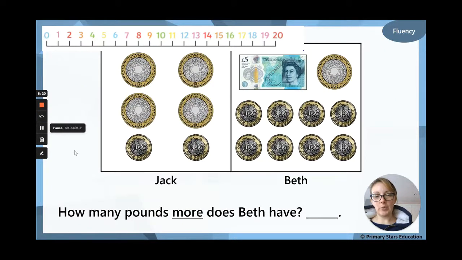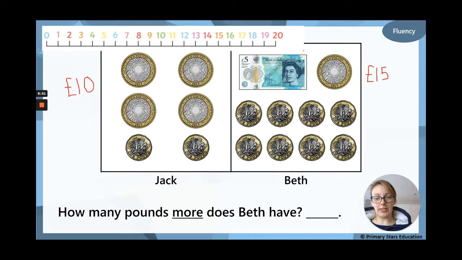Okay, let's have a look at this problem now. So this time it's asking how many pounds more does Beth have? So the first thing we need to do again is count the 2 amounts. So I would like you to pause the screen and see if you can count how much does Jack have and how much does Beth have. Okay, so if you counted those carefully, you should have found that Jack has £10 and Beth has £15. So now what we need to do is find the difference between those 2 amounts.